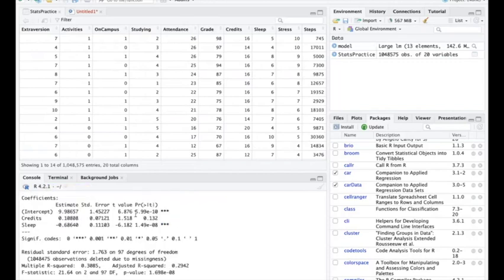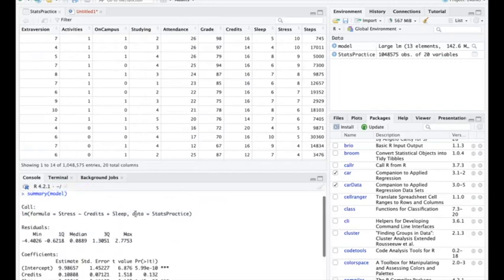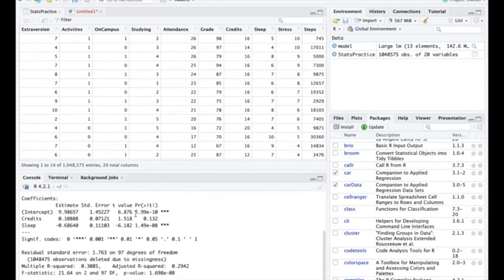And here is our output. So we can see some important things. First of all, we can look to see whether the entire model was significant by looking at this final p-value. We see it's less than 0.05. So right off the bat, we know that this regression is significant. So we can say that credits and sleep together do significantly affect or predict the score of someone's stress level, given this sample of Mount Holyoke students.